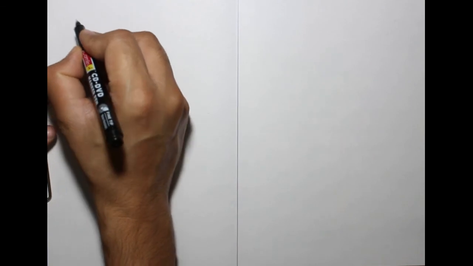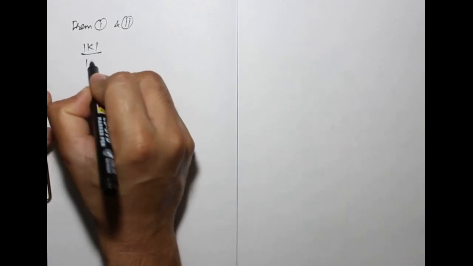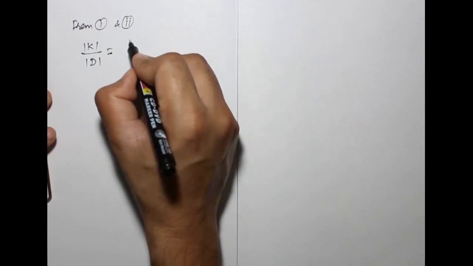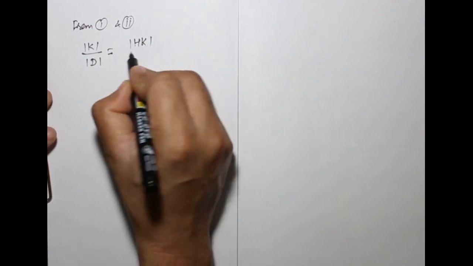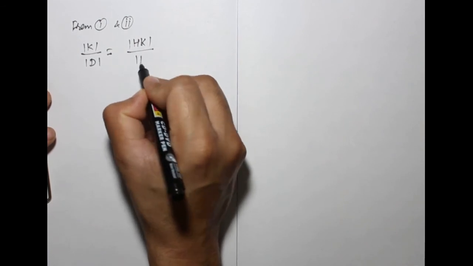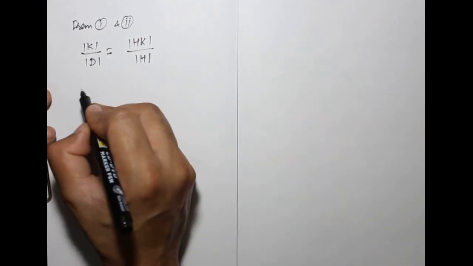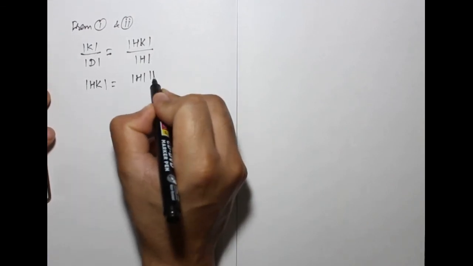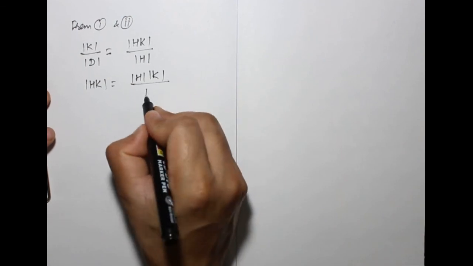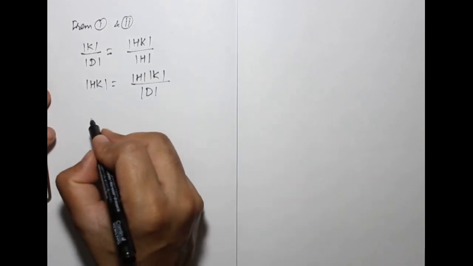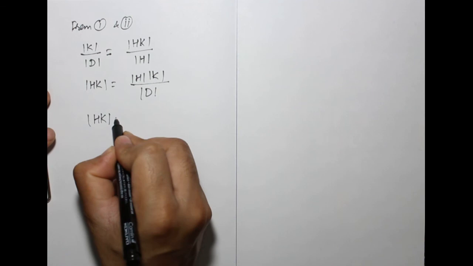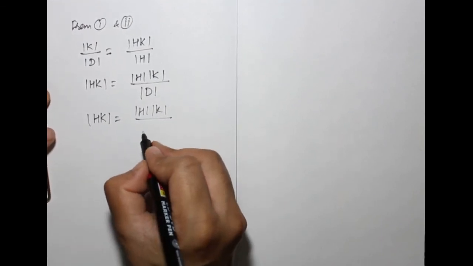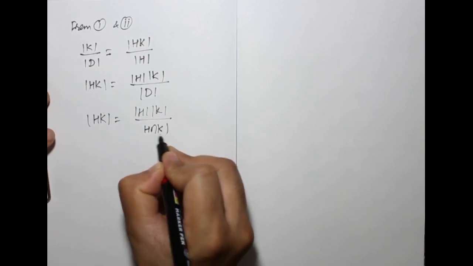So from 1 and 2, the order of K upon the order of D equals the cardinality of HK upon the cardinality of H. So the cardinality of HK equals the cardinality of H into the cardinality of K upon the cardinality of D. That is, the cardinality of HK equals the cardinality of H times the cardinality of K upon the cardinality of H intersection K.